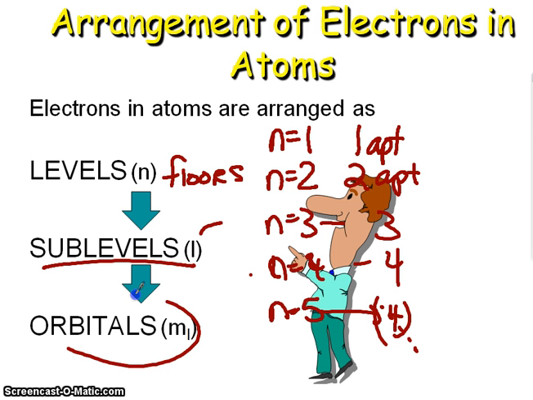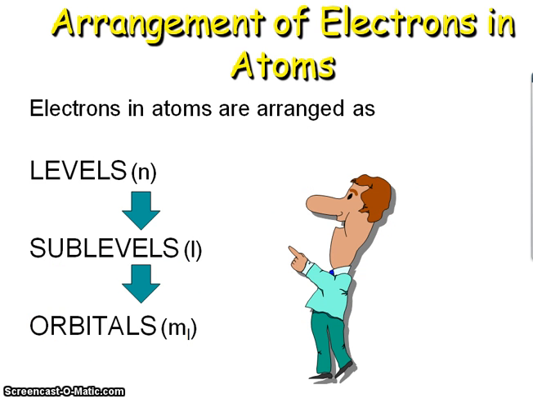The orbitals represent bedrooms. So these are the bedrooms in an apartment. And these apartments are really freaky. Somebody in my class said it was like the architect was on drugs. I thought that was pretty funny.